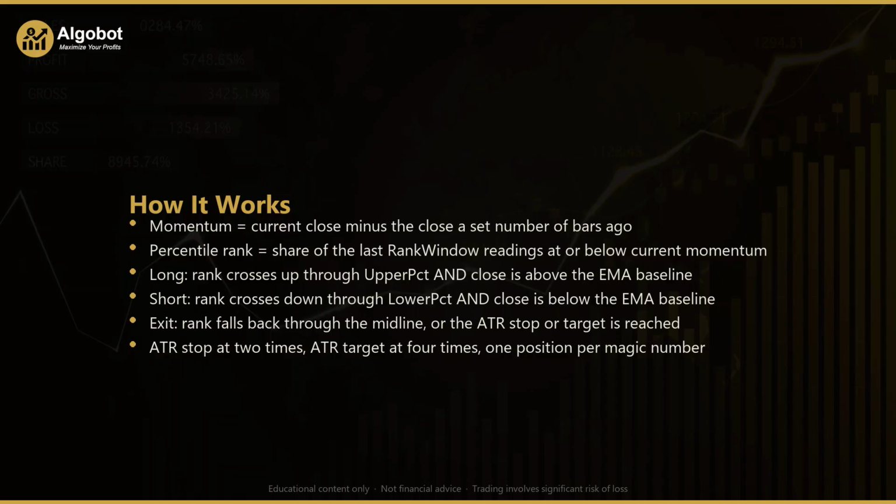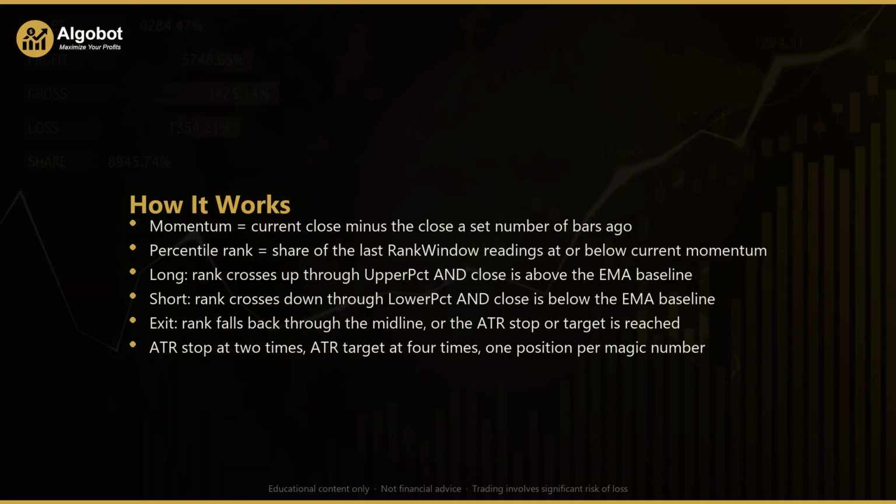For a long entry, two things must line up. The percentile rank must freshly cross up through the upper band, which sits at 85% by default. The strategy only takes the very first bar of that crossing, so it catches fresh expansion rather than an already stretched reading. At the same time, the closing price must sit above the EMA baseline, confirming the larger trend is pointing up. Only when a fresh, unusually strong push agrees with the trend does the strategy open a long.